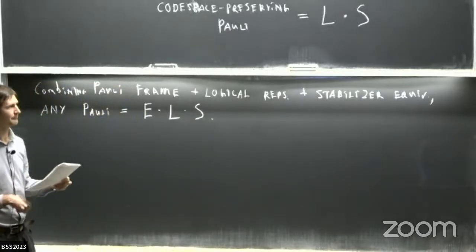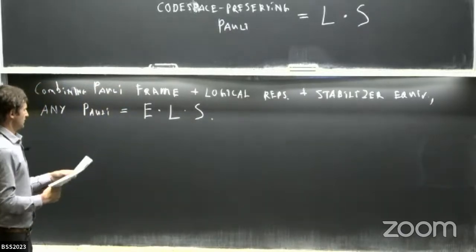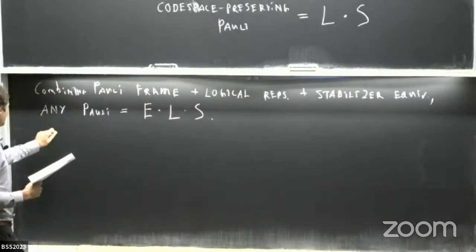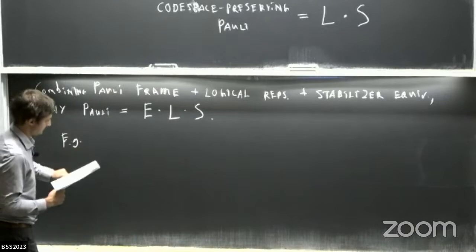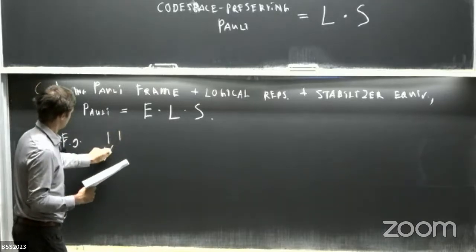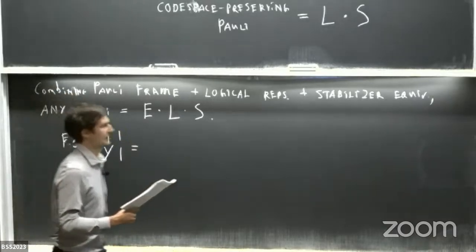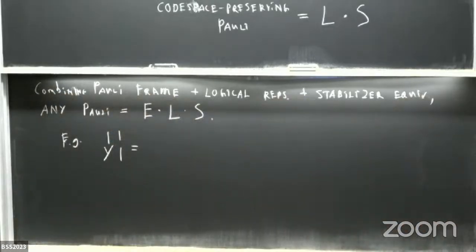Okay. So E is some designated error, L is some designated logical, S is a stabilizer. For example, we already kind of did an example because of the good question, but let's do this one. IIYI instead of IIZI. Let's go back and see what our fixed set of representatives was.